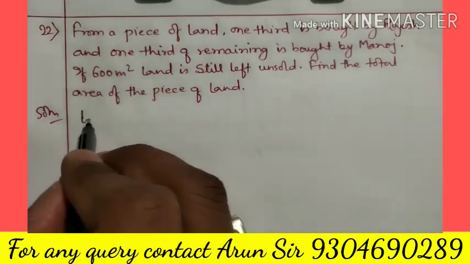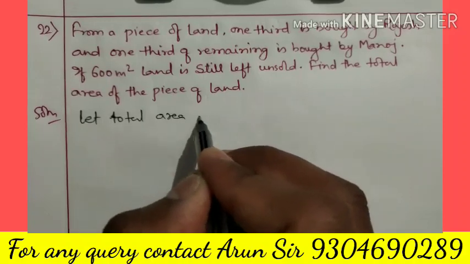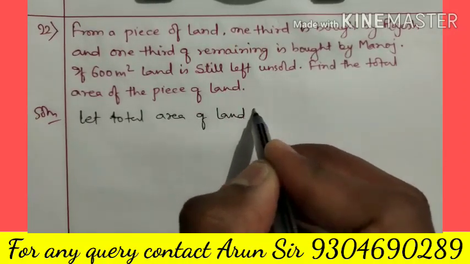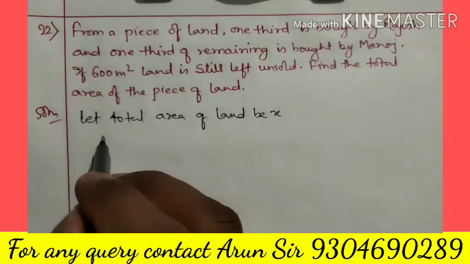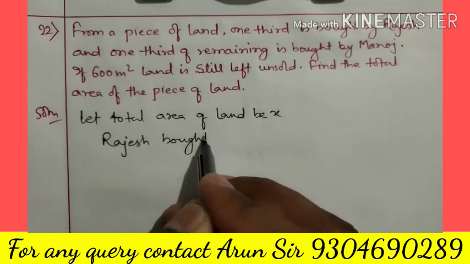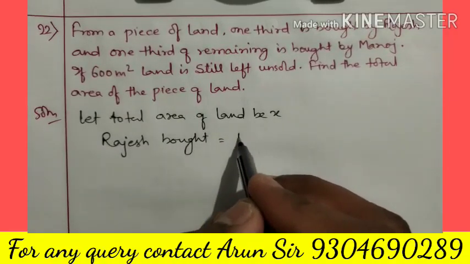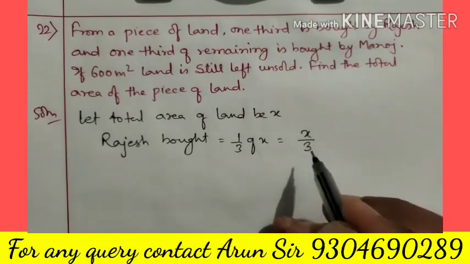First we will assume let the total area of land be x. We have assumed. Now bought by Rajesh. How much has Rajesh bought? Rajesh bought 1/3 of x. It means Rajesh has bought x by 3.